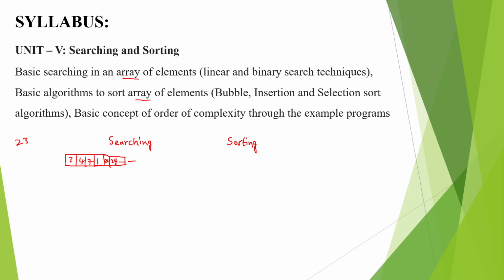So what will you do? Element by element you do the comparison. You check element by element, unless you find that 23 in the list. If it is found, you say yes, the element exists in the list. If it is not found, you say no, the element does not exist in the list. That is the searching operation.